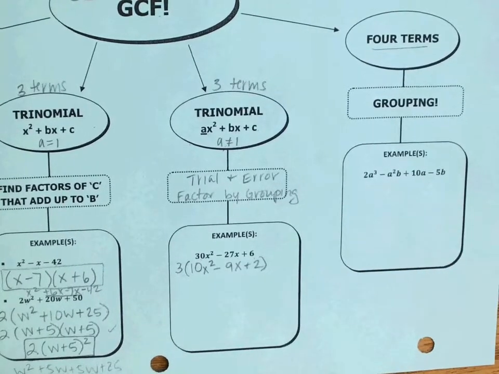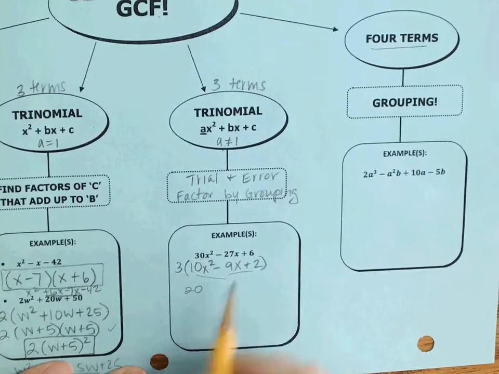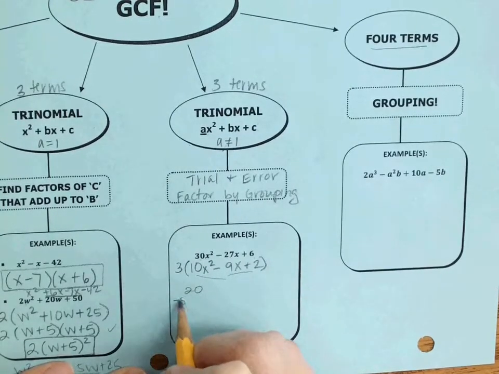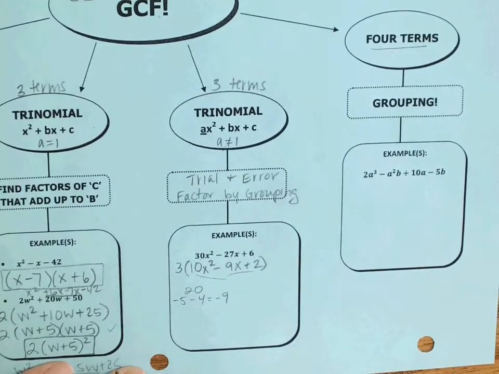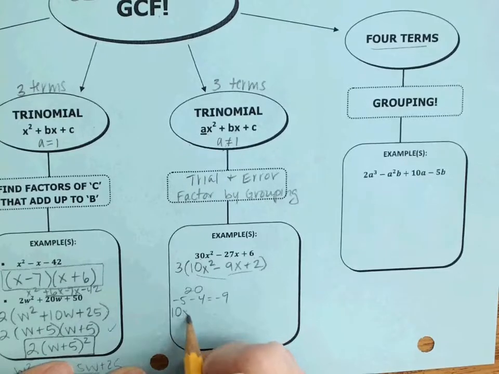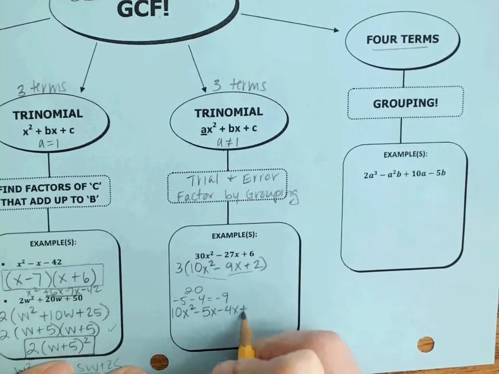Now what I'm going to do here is go through both methods. The first method I'm going to do is factor by grouping. So for factor by grouping, I'm going to do A times C, and I get 20. Factors of 20 that would add to negative 9? Well, that's negative 5 and negative 4. That gives me negative 9. Now, this is the key thing. This is where most people make their mistake: you need to rewrite this as 4 terms. The way it's going to be is 10x squared minus 5x minus 4x plus 2.